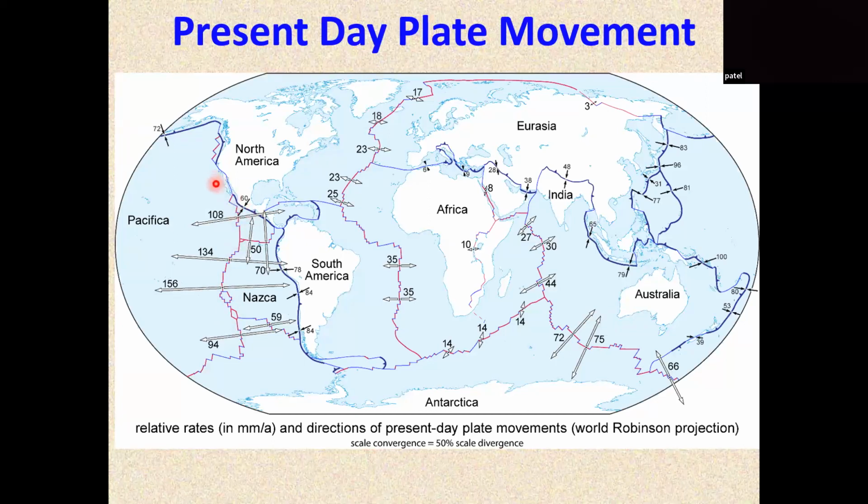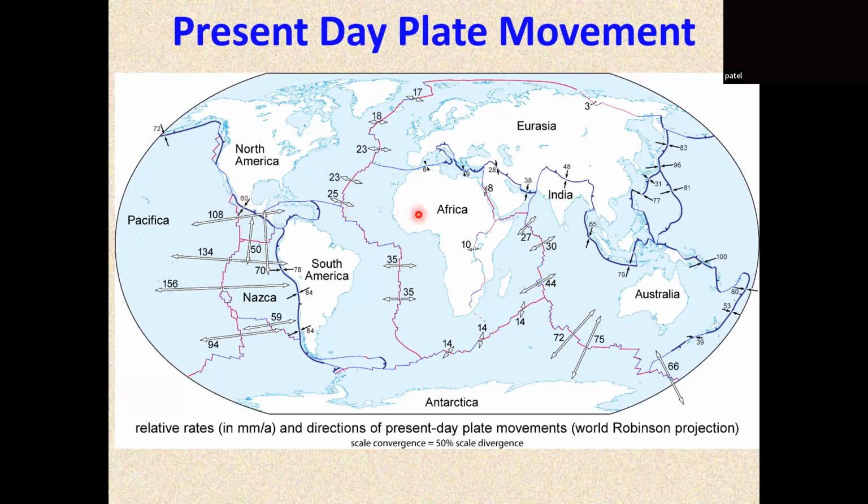Then here you can see another one, the blue color line with triangles, and you can see these arrows converging towards the line. That means these two plates are coming close to each other. So this is the second type of margin.